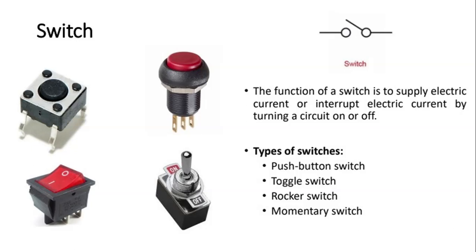Either it will pass the electrical current or it will interrupt the electrical current by turning a circuit on or off. This is the simple definition of a switch. Types of switches are the push button switch, toggle switch, rocker switch, and momentary switches. These switches transmit or supply the electrical current or interrupt it. Based on the switch function, the circuit will operate.